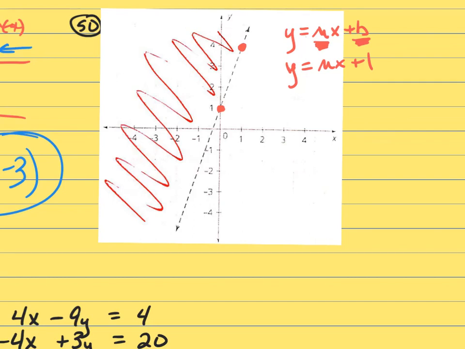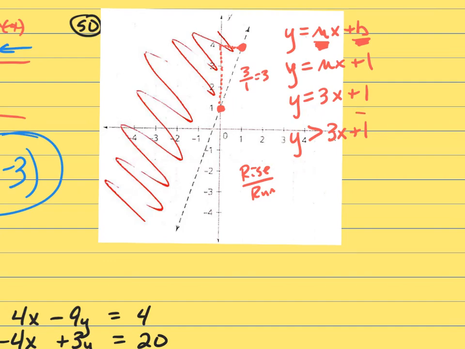So then to get the slope, I need to know how much does it rise, how much does it run, and it looks like it goes up 3 and over to the right 1. So 3 over 1 means a slope of 3. So right now I have my equation at y equals 3x plus 1. But since it's an inequality, I need to take into account that it is shaded above. So I would say y is greater than 3x plus 1. And since it's a dotted line, there is no or equal to symbol. If it was a solid line, there would be an or equal to symbol. So this is my inequality that would give me that graph.